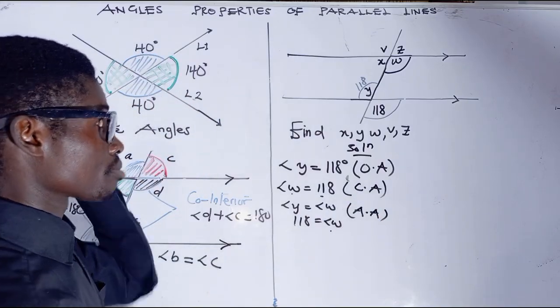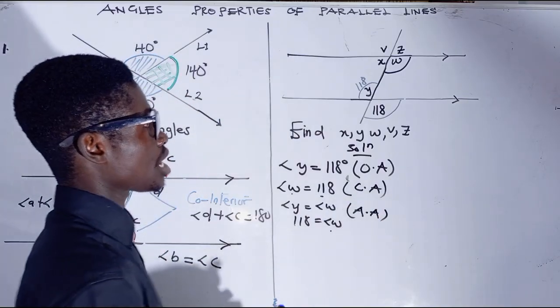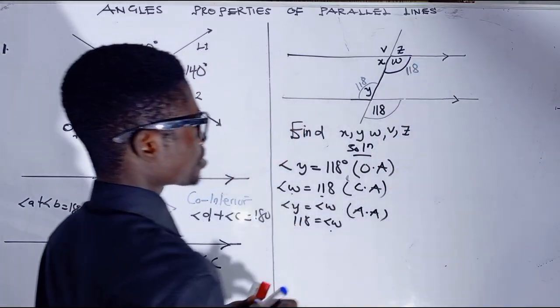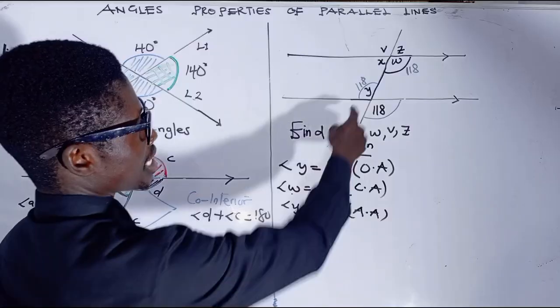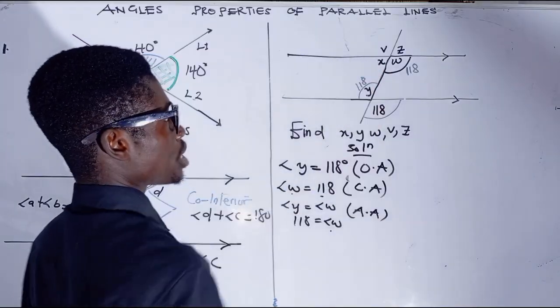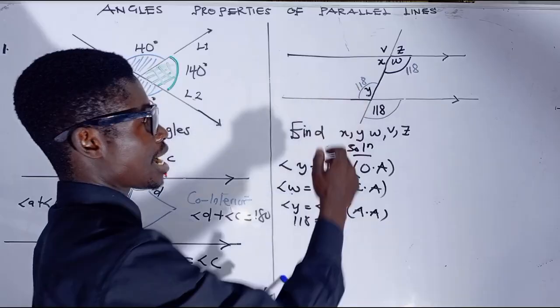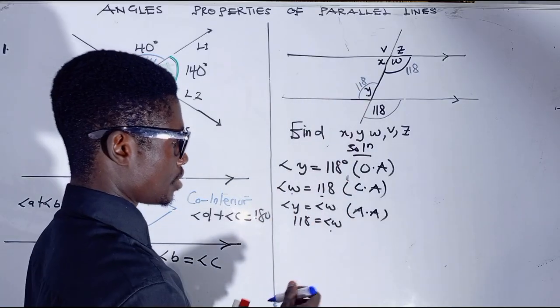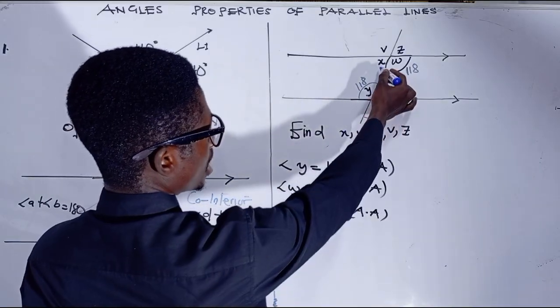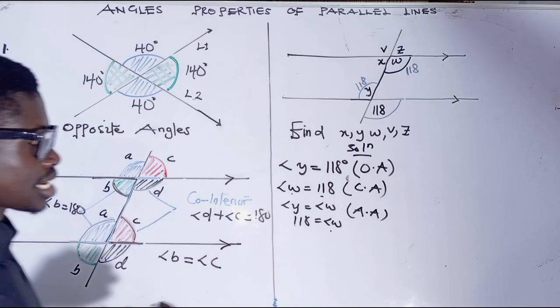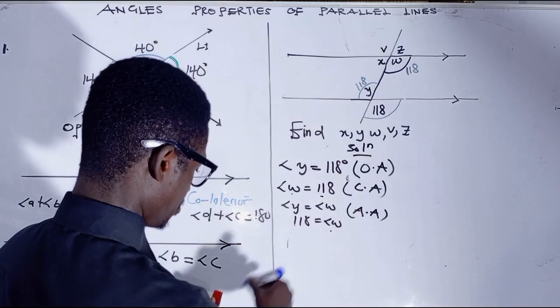Now let's continue. Now we know angle W as well. Angle W is also 118. Good. Now angle X, we can apply the co-interior angle. We say that the angles in between the two parallel lines sum up to 180. So this means that when we add angle Y to angle X, it should give us what? 180. That is the co-interior angle.